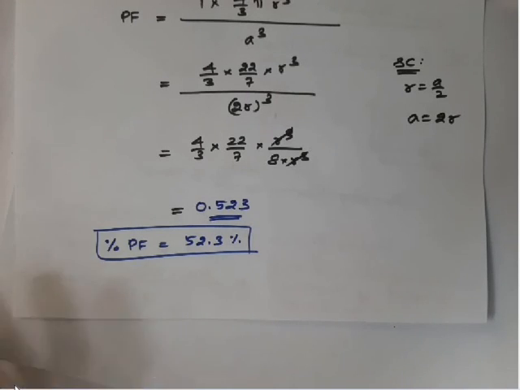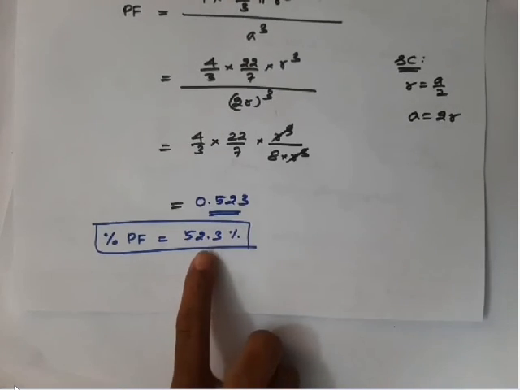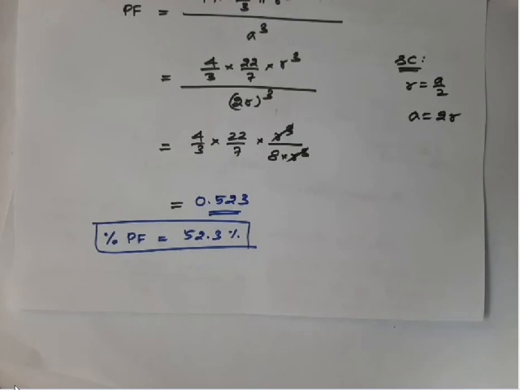We'll discuss that later, but keep this in mind. We have empty spaces. This much is occupied. Remaining is empty space. Next.